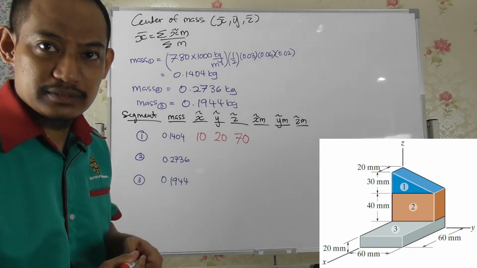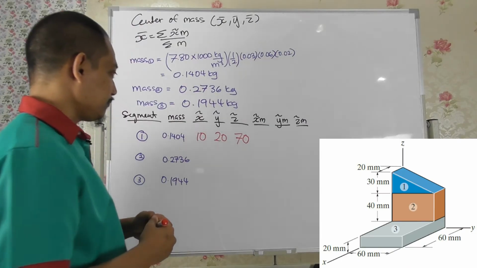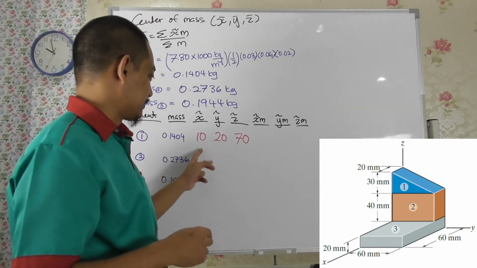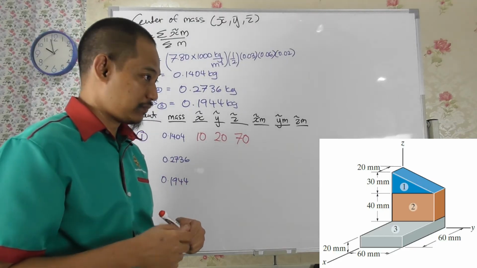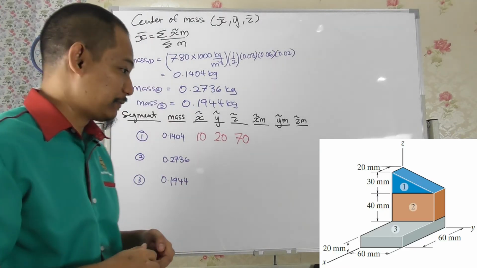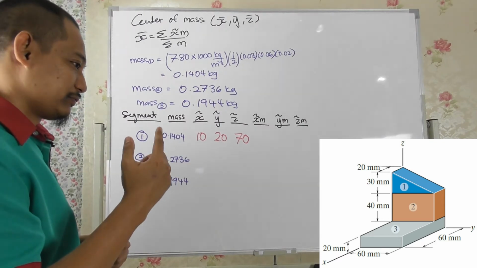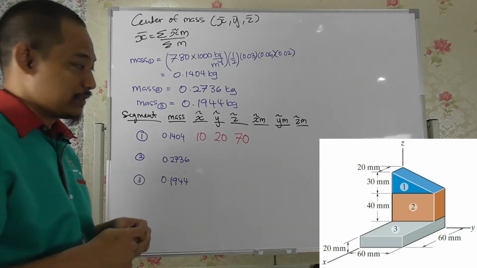Can you see the red color? You can, right? Okay, so make sure you understand this. You have to consider the coordinate, not just the distance itself. So again, 10 plus 40 plus 20 becomes 70.